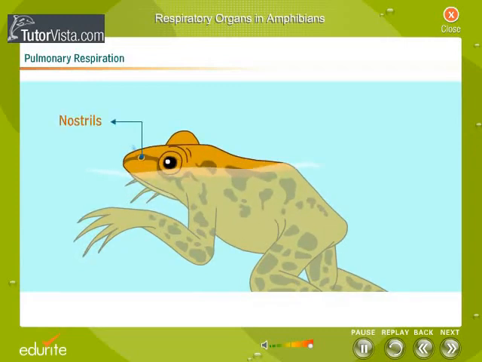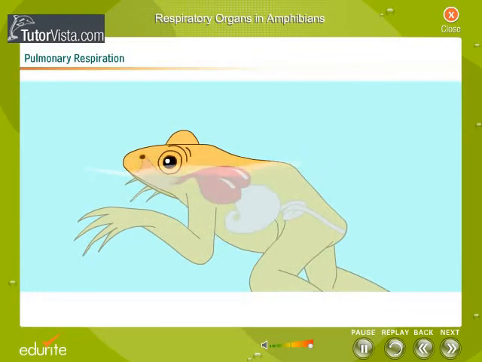It takes in air through the nostrils into the mouth by lowering the floor of the mouth or the buccal cavity, keeping the mouth closed. Next, the nostrils are closed and the passage between the mouth cavity and lungs is opened. The floor of the buccal cavity is raised and air is forced into the lungs. Exchange of gases takes place in the lungs as well as the lining of the buccal cavity. Oxygen diffuses in and carbon dioxide diffuses out.